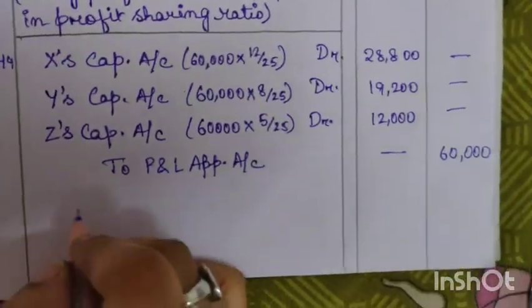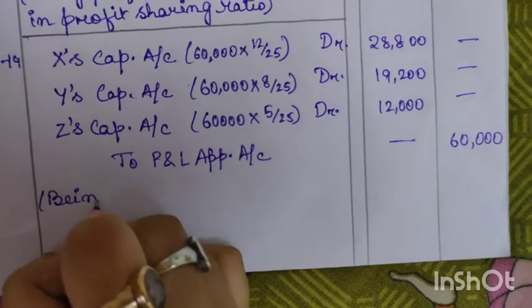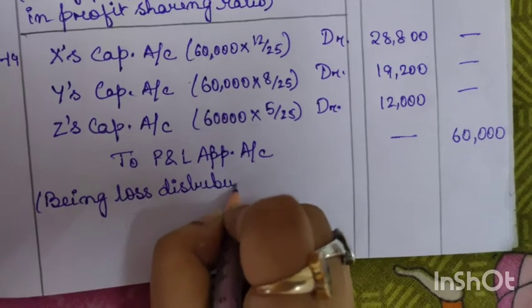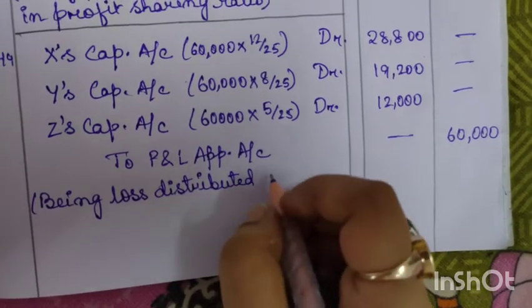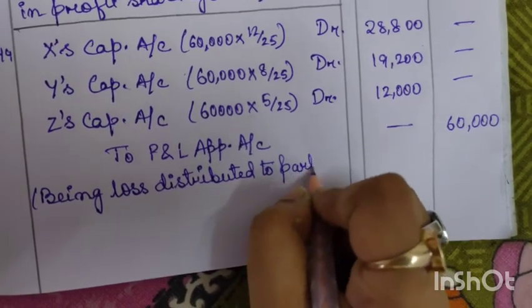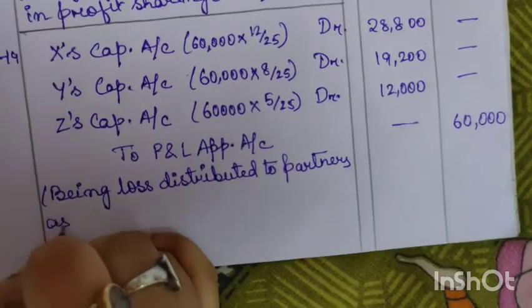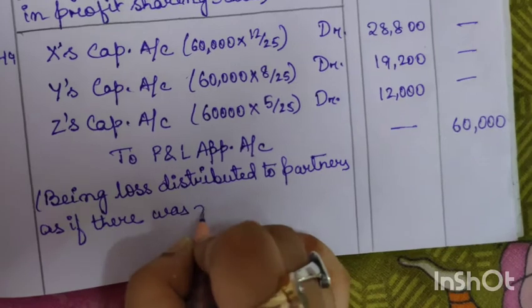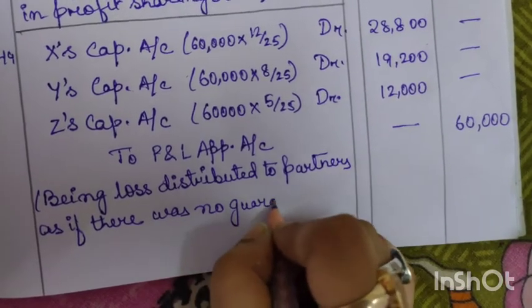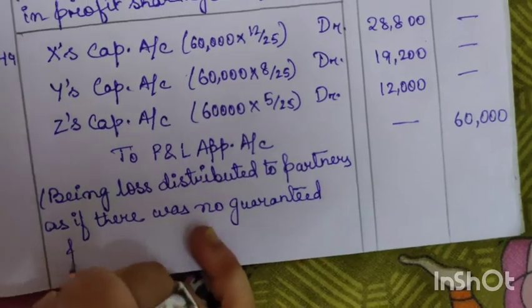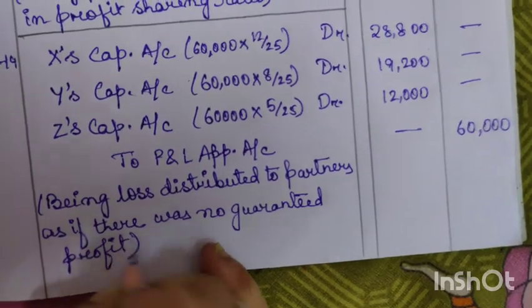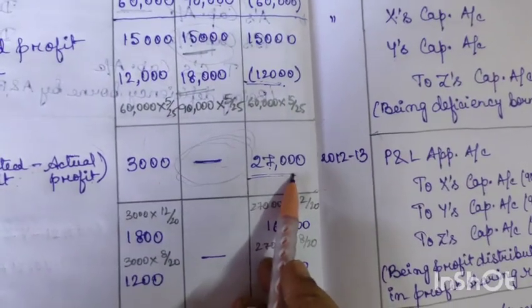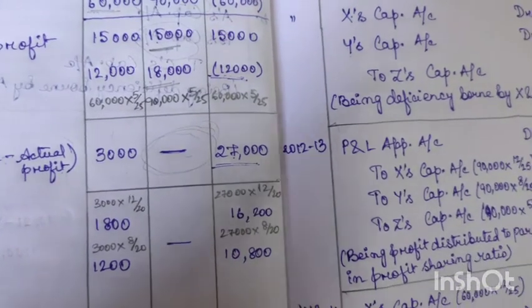Okay, so we will write here, being loss distributed to partners as if there was no guaranteed profit. Okay, but in this case there is guaranteed profit, and so how much is the deficiency? 27,000. So for this we need to show the journal entry.